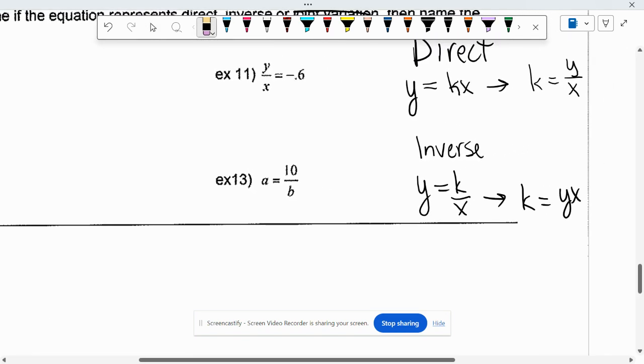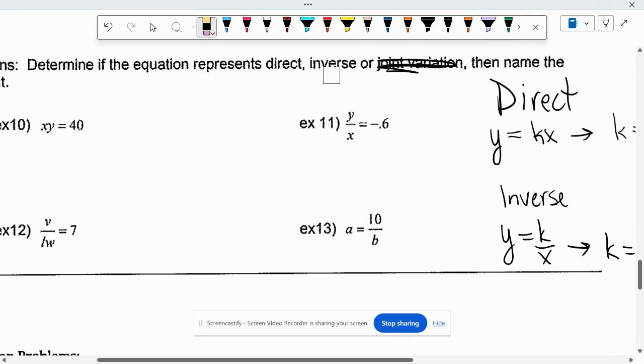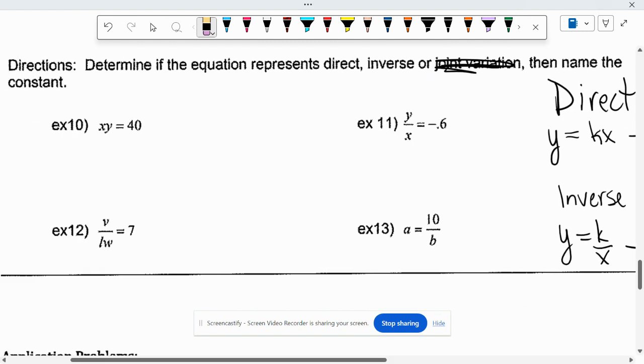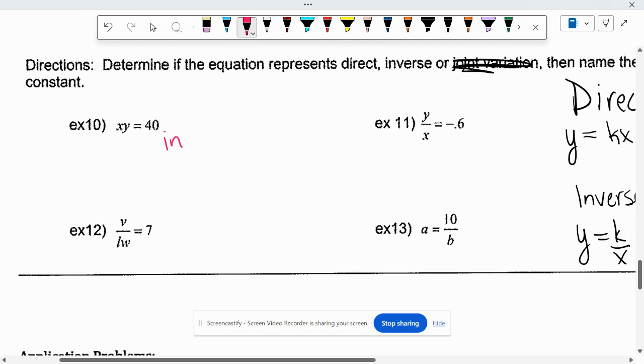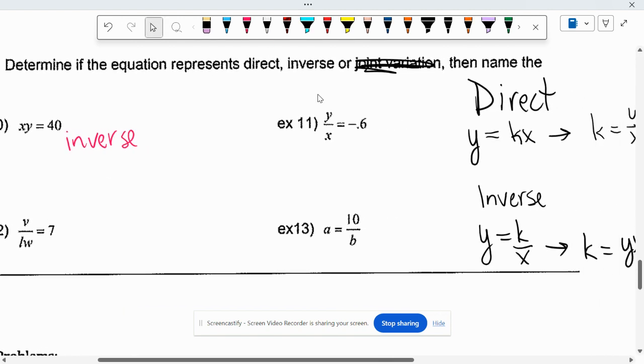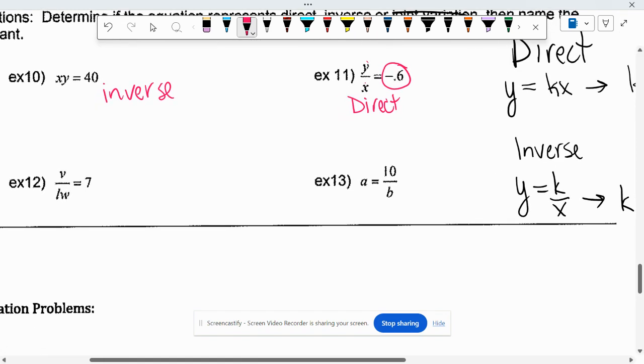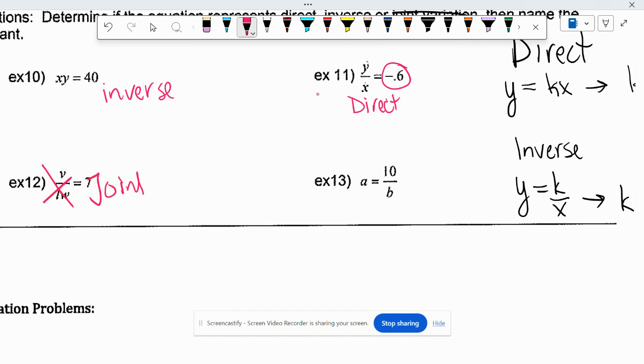So which one of these, example 10, models direct or inverse? Does example number 10, x times y equals 40, model? Yeah, k, 40 equals x times y. So this is a representation of inverse variation. What about example number 11? Direct, because the number k equals y divided by x. What about number 12? Yeah, number 12 is joint, has 2 variables.